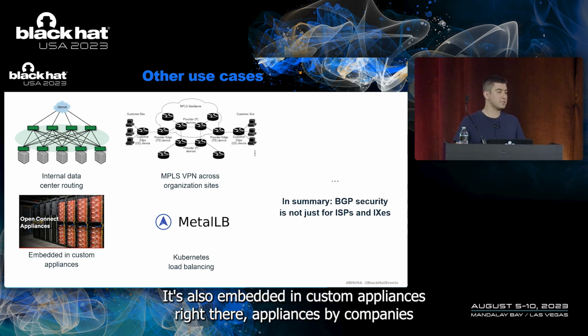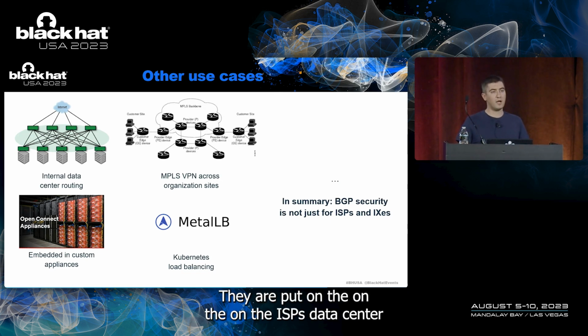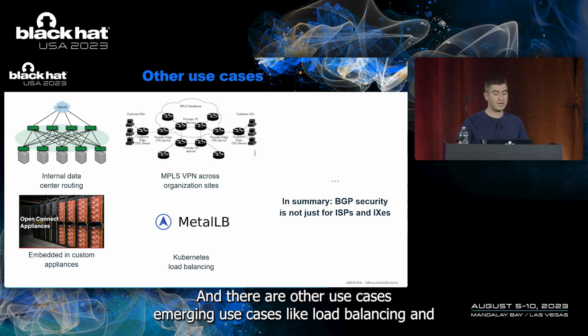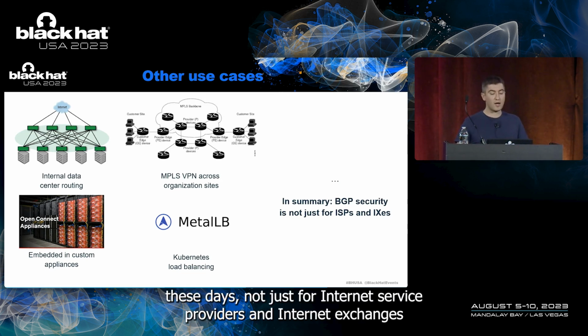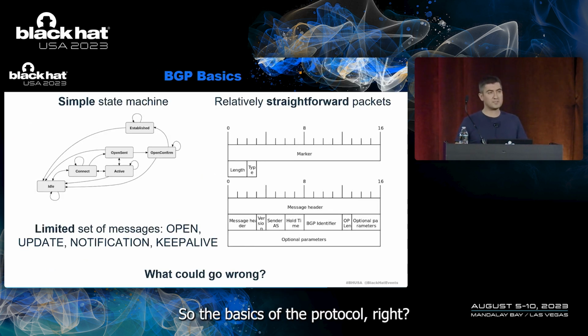It's also embedded in custom appliances, right? There are appliances by companies such as Netflix, for instance, that deal with some specific type of traffic. They are put in the ISP's data centers in some cases, and they have embedded BGP implementations as well. And there are other emerging use cases like load balancing and a lot of other stuff. So we just want to reiterate that BGP is these days not just for internet service providers and internet exchanges, as people still probably think a lot about BGP.